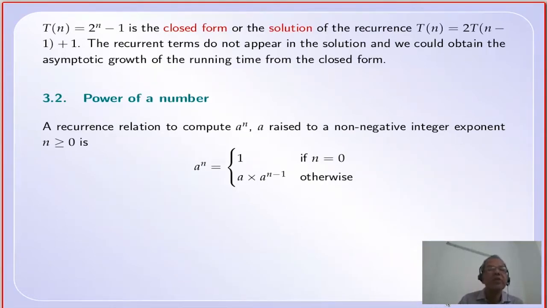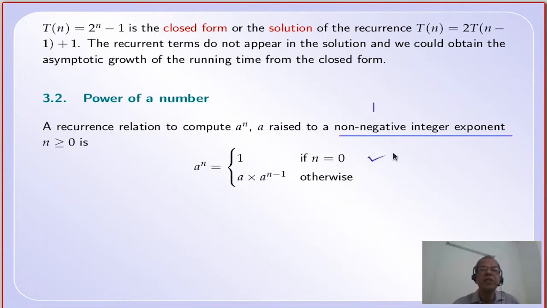I am not going to do the next two examples. I leave it to you as homework. Power of a number can be expressed by a recursive function: a power n, where a is a number and n is an integer, a non-negative integer exponent. It cannot be a power minus 3, minus 2, and so on. It should be 0 or positive, and it should be an integer. We cannot find a power 2.3. If n is equal to 0, a power 0 is equal to 1.